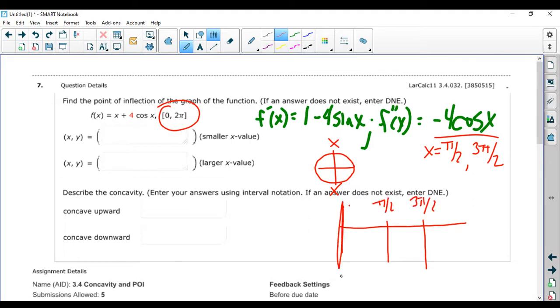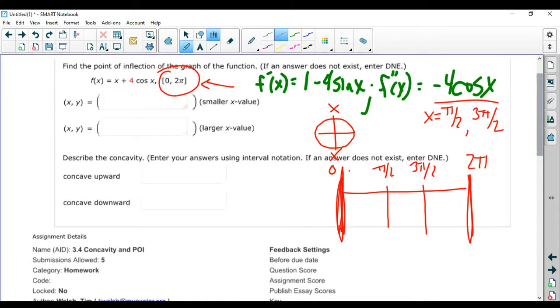Remember, we're starting at 0 and we're ending at 2 pi, not negative infinity to positive infinity as usual, because they tell us that's our domain. So in this first interval, you can use 0 if you want, because that's not a possible point of inflection. So let's use 0. The cosine of 0, we know is 1. So the second derivative is negative 4 times 1, which is negative.